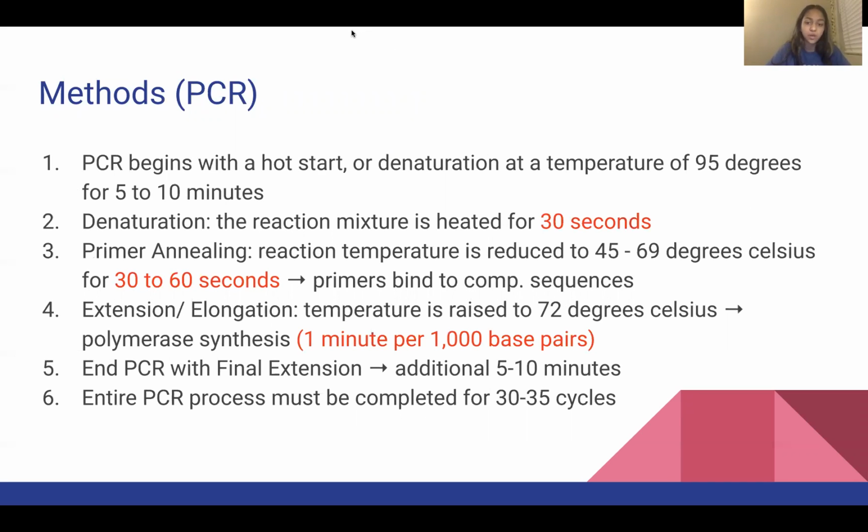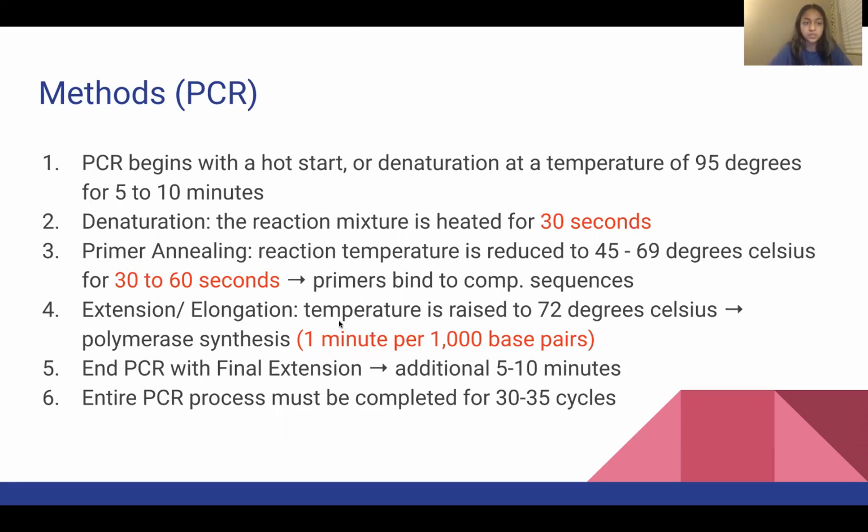And for this PCR, the PCR consists of 3 main steps: denaturation, primer annealing, and elongation. And we start off with the hot start or denaturation at a temperature of 95 degrees for 5 to 10 minutes. The reaction mixture is heated for 30 seconds. And for primer annealing, the reaction temperature is reduced to 45 to 69 degrees Celsius for around 30 to 60 seconds, which allows the primers to bind the sequences.